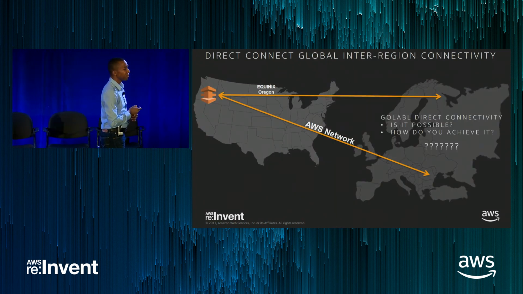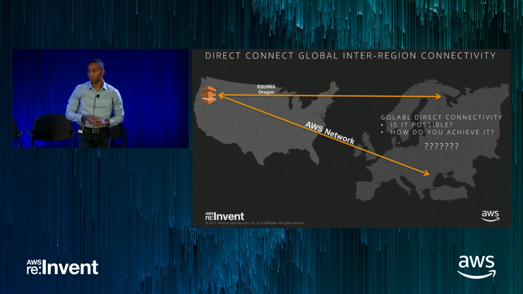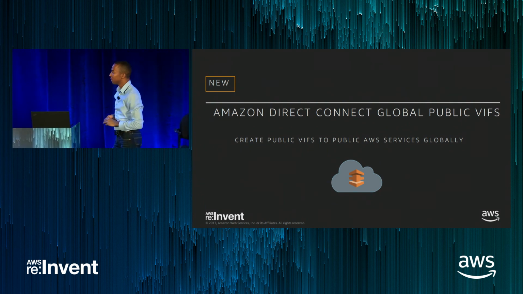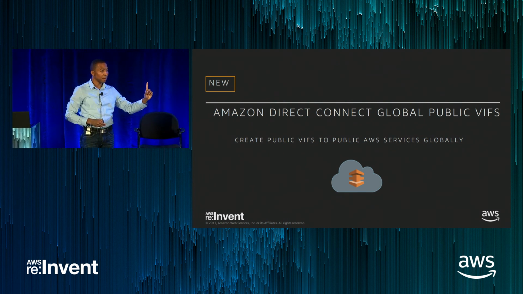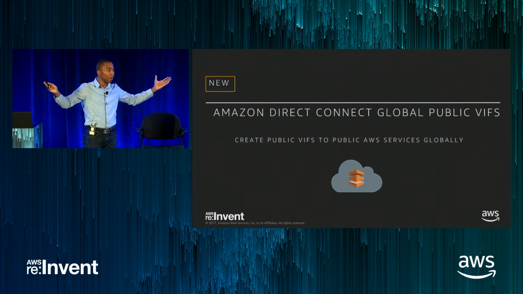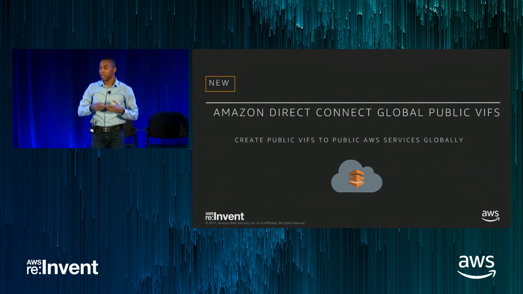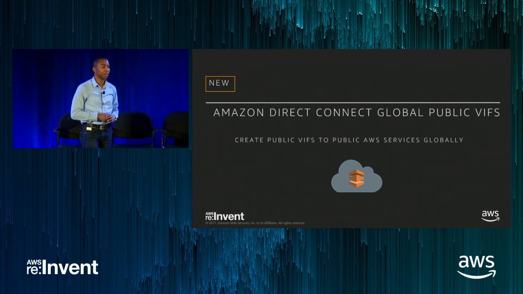But what about the world? What if I actually wanted to access S3 in Germany, in Ireland, in Asia? How would I do that? How does Amazon simplify that? What we've done is give you the ability to create a single public interface and then receive access to all Amazon public services across the world. Further simplifying configuring connection between your data center and the broader AWS space.